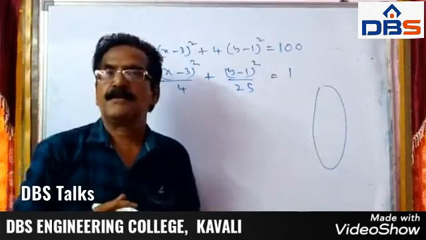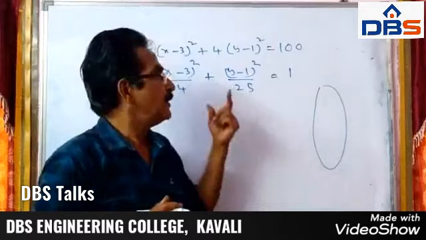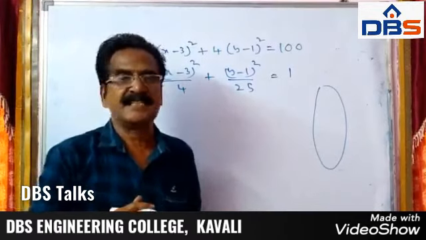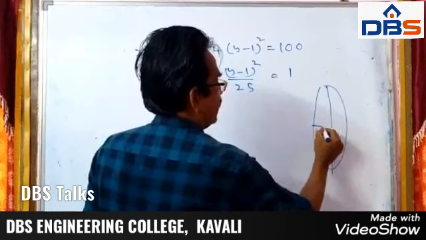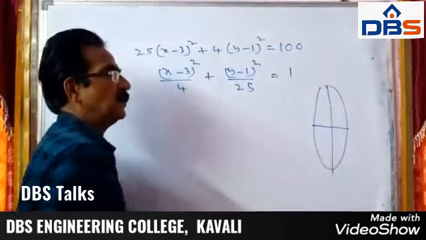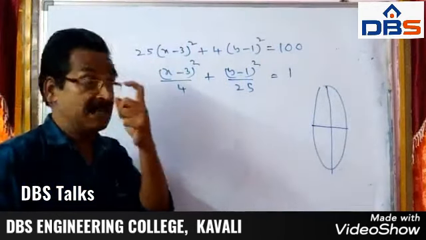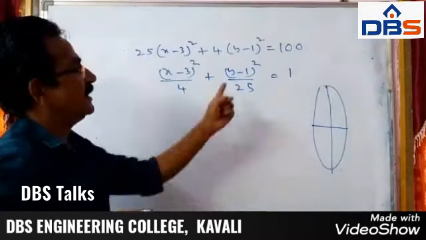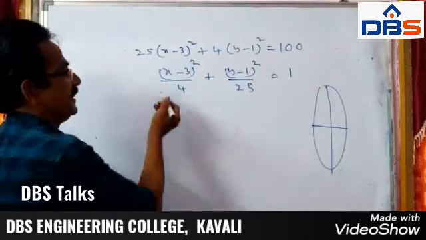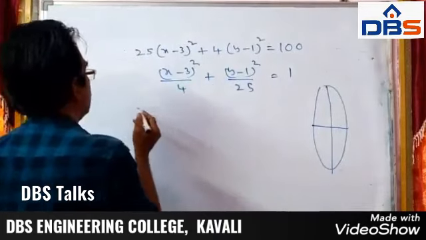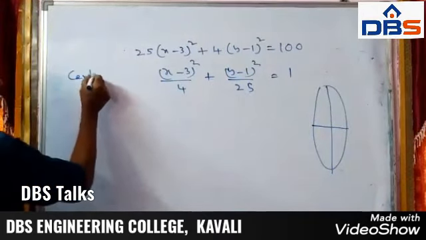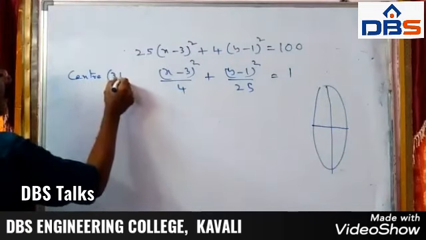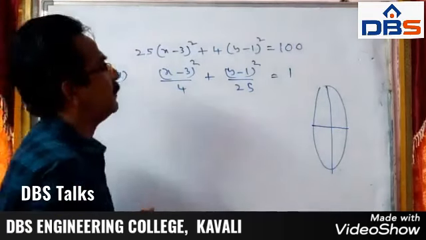In solving our problems, we consider it in such a way, because the major axis is this and the minor axis is this. So vertices will change slightly. Okay friends, let us find the first, the center. Center is very clear, 3, 1. Center is 3, 1.